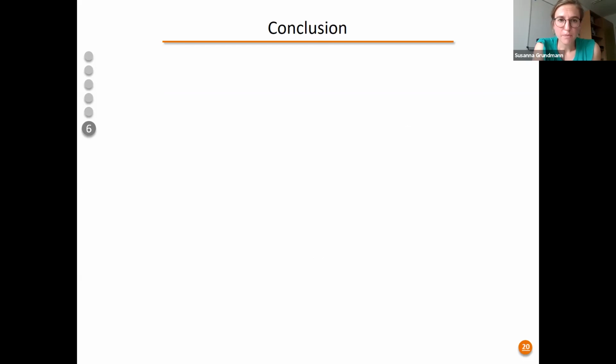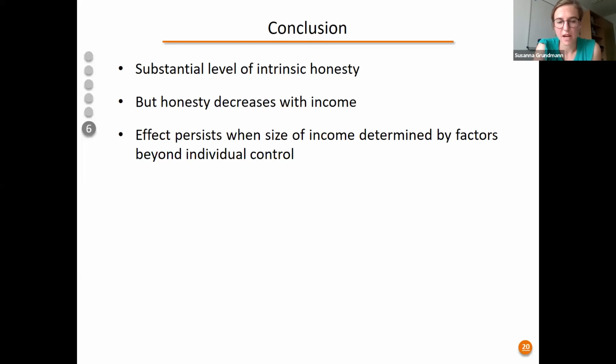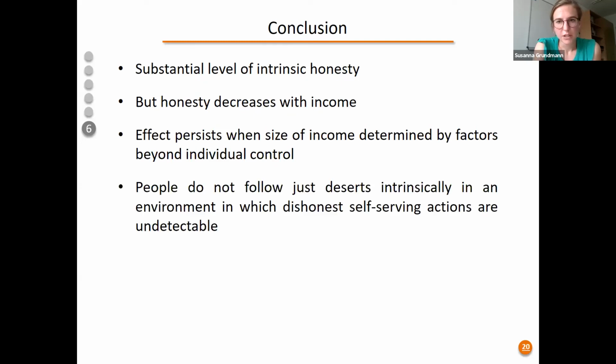So to conclude, I find a substantial level of intrinsic honesty, but this honesty decreases with income. And this effect persists even when the size of income is determined by factors beyond individual control, so also in the luck treatments. So I conclude that people do not follow just deserts intrinsically in an environment in which dishonest behavior or dishonest self-serving actions are undetectable.